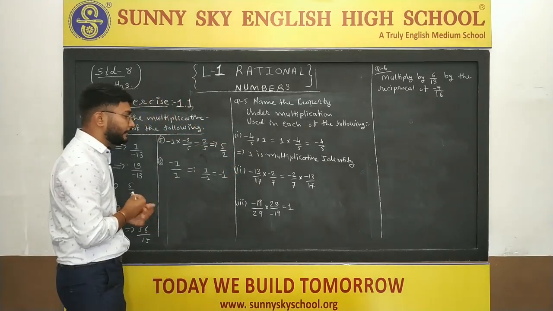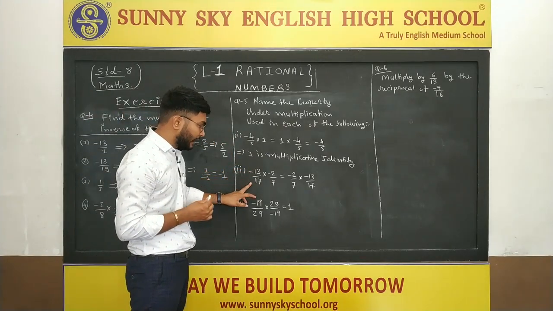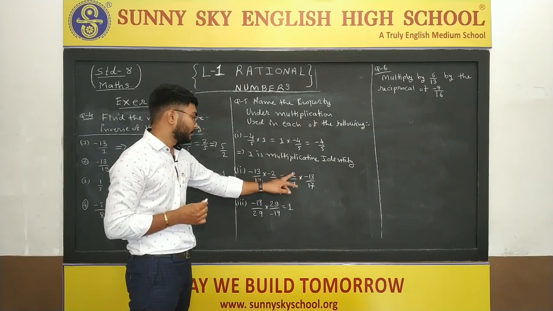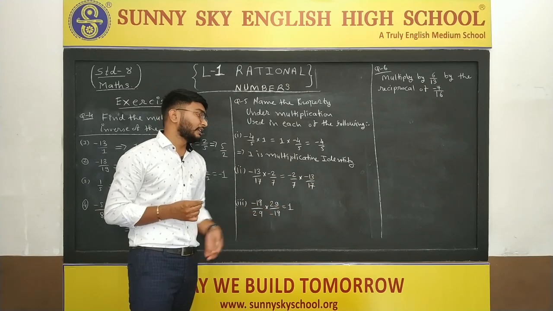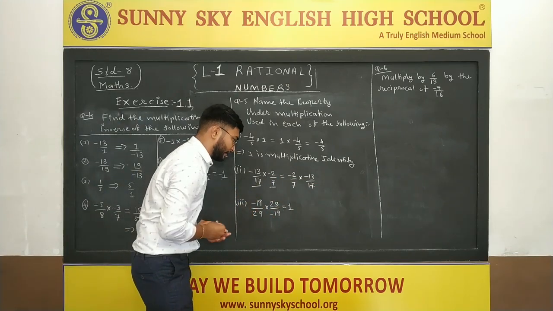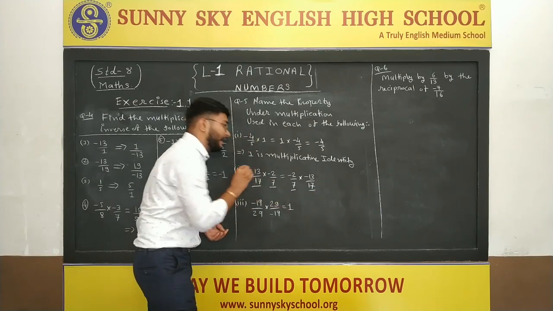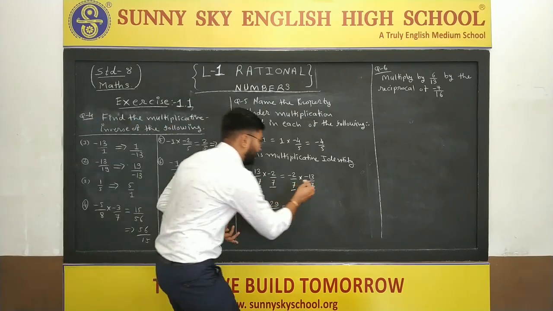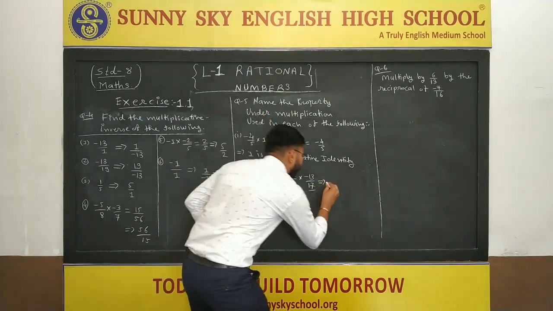Now see the second question: minus 13 by 7 multiplied by minus 2 by 7 is equal to minus 2 by 7 multiplied by minus 13 by 7. See here, first minus 13 by 7, then 2 by 7. Here first 2 by 7, then minus 13 by 7. It means they are just interchanged. Yes, you know it is our commutative property.